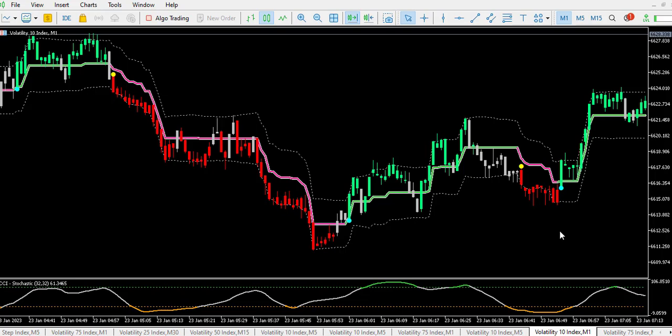This is simple to use, and anyone can use it. So you can use this indicator alone without combining it with the indicator I have here in the indicator window. You can use it alone, but I'm going to combine it with the other indicator in the indicator window, the CCI stochastic indicator, and I will show you how to use it.